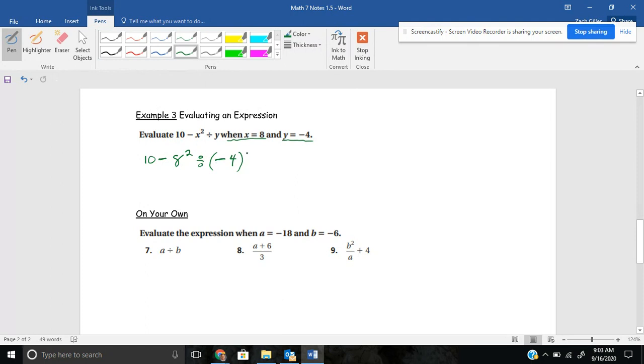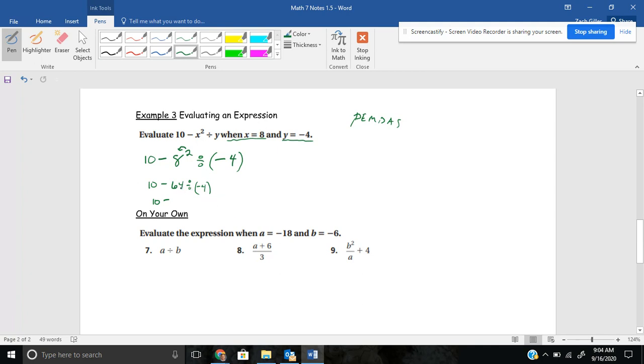Okay. Well, then I'll go ahead and I'll find the value of my exponent. 8 squared means 8 times 8. So I'd come up with 10 minus 64 divided by -4. Careful now, don't just subtract right away. Remember PEMDAS, remember your order of operations: parentheses, exponents, multiply, divide, add, subtract. We need to divide next. So I'm just going to bring this 10 minus down in my problem. And then I'm going to take 64 divided by negative 4.